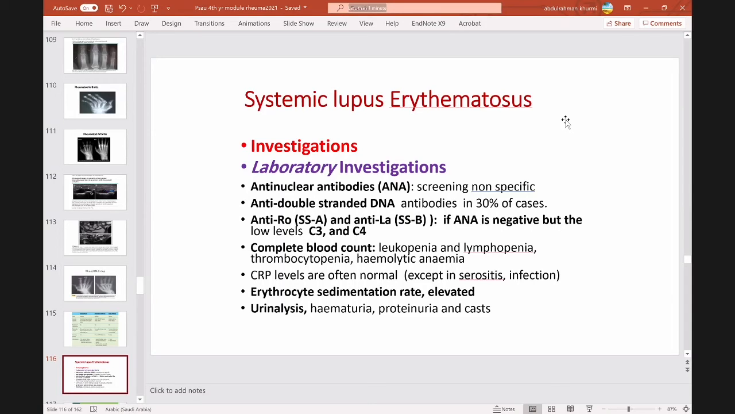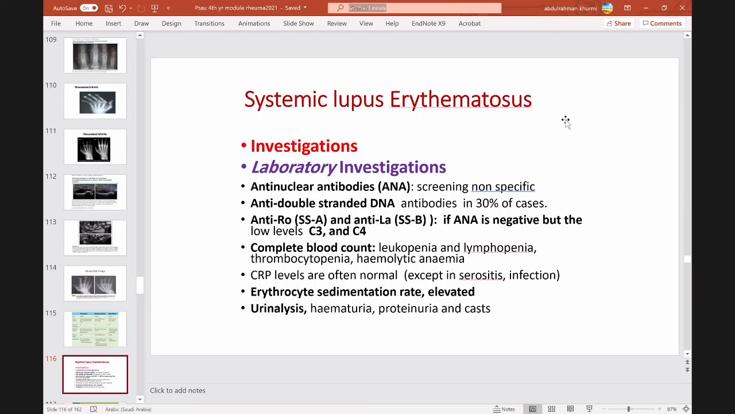You also need to do CBC because patients with lupus have leukopenia, lymphopenia, thrombocytopenia, and anemia. CRP is not usually high, but if he has cystitis or infection, it might become high. ESR is high, and you need to do urine analysis because patients with lupus might have kidneys affected, which causes hematuria, proteinuria, and casts, and this is what we call lupus nephritis.